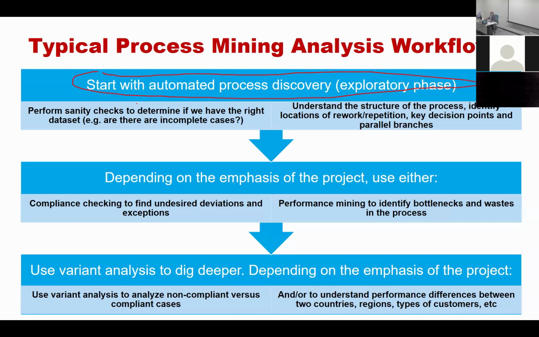By the same token, I will probably do some sanity checks to see, for example, if there are some cases that are incomplete, which you can see because they have these dotted lines coming out of them. Tasks that have dotted lines coming out of them are the last task of a case. If I find tasks like that that have that dotted line, but they shouldn't, because that cannot be the last task of a case, then it probably means I have incomplete cases in my event log, and I'll try to remove them. I will try to understand the structure of the process, the positions of rework, repetition, key decision points, and parallel branches.